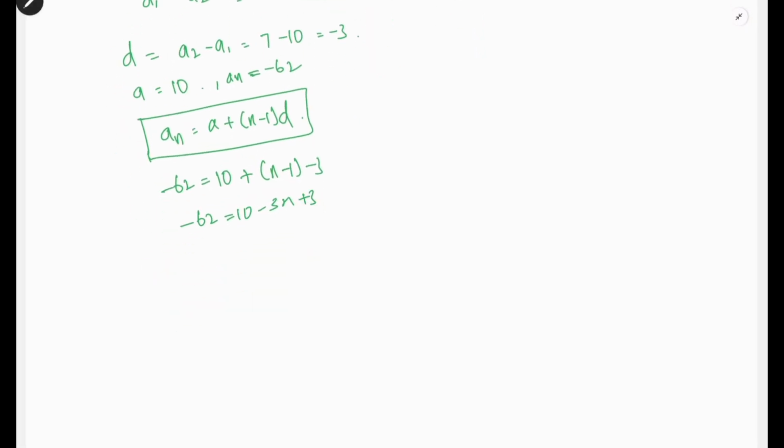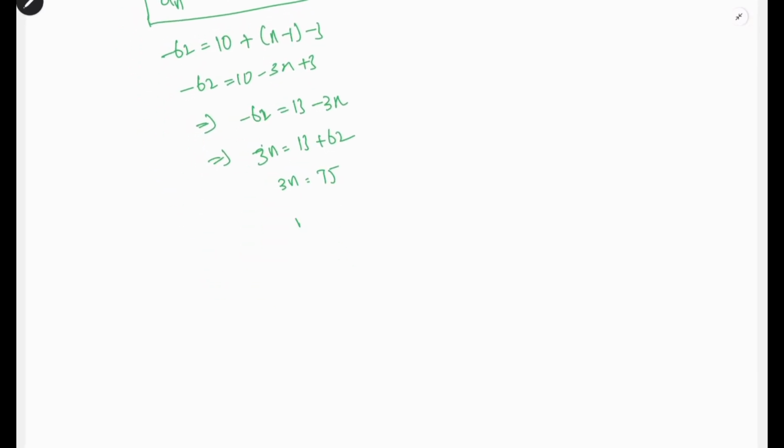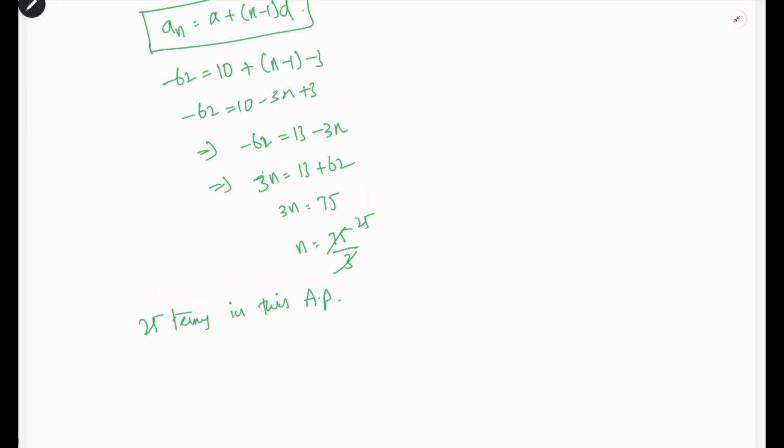Plus 3. Okay, it is minus 62 is equal to 10 plus 3 is 13 minus 3n. Bring 3 minus 3n to the left side, it will be 3n equal to 13 plus 62. 3n equal to 75. So n is equal to 75 by 3, it is 25. Okay, see, there are 25 terms in this AP.